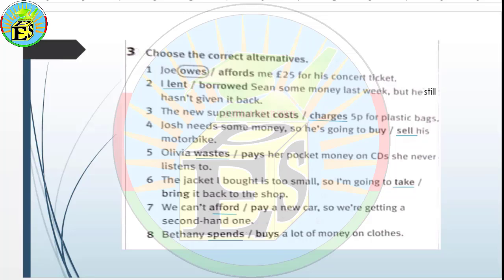Number 6. The jacket I bought is too small, so I am going to take it back to the shop. 7. We can't afford a new car, so we are getting a second-hand one. Number 8. Bethany spends a lot of money on clothes.